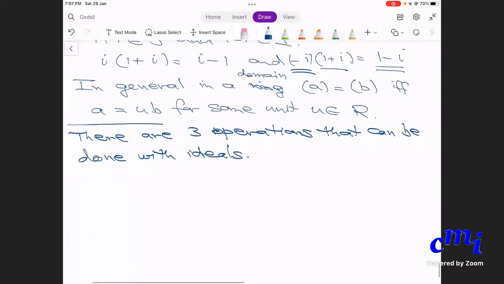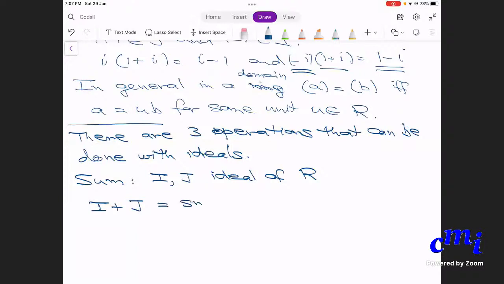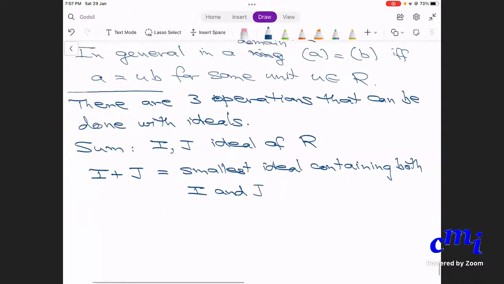So the first one is sum of ideals. So if I and J are ideals in R, then you define I plus J to be the smallest ideal containing both I and J. This is the external description, right? You can say, take the smallest ideal of R which contains both I and J, and that ideal I want to call the sum of I and J.